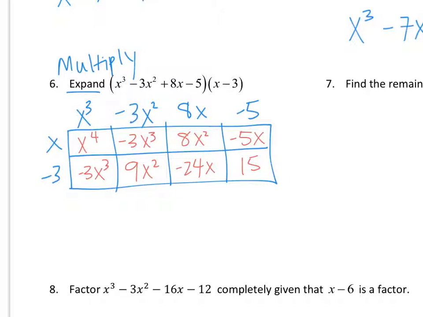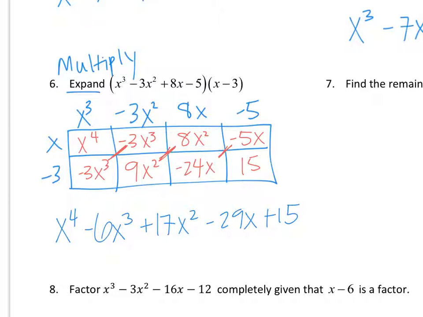So now the like terms are going to be diagonal from each other. So I'm going to combine the like terms on the diagonal here. There's only one x to the 4th. Negative 3 and negative 3 do not cancel out. It is negative 6x to the 3rd plus 17x squared minus 29x plus 15. All right, so that is expanding or multiplying two polynomials.